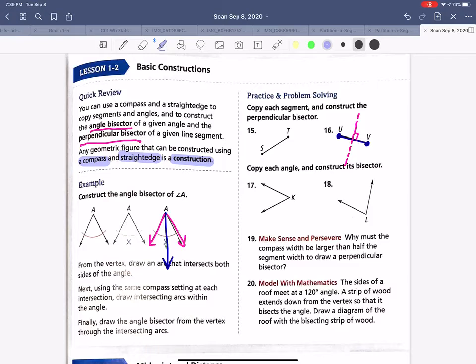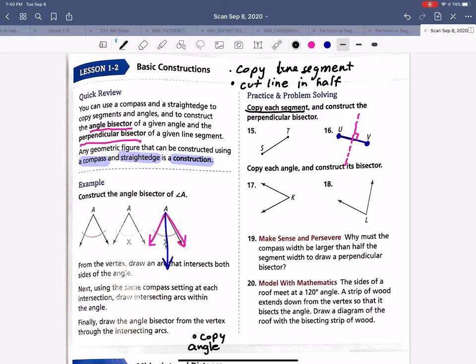Okay, so there were 4 constructions that we learned. One was copy a line segment, right, which 15 they're having us do. The next one was cut the line in half. That's the perpendicular bisector. Another one was copy an angle. And the last one was cut the angle in half, which is also called the angle bisector.